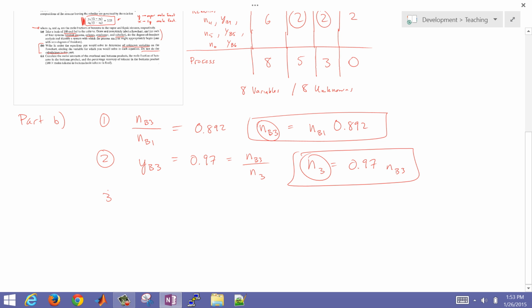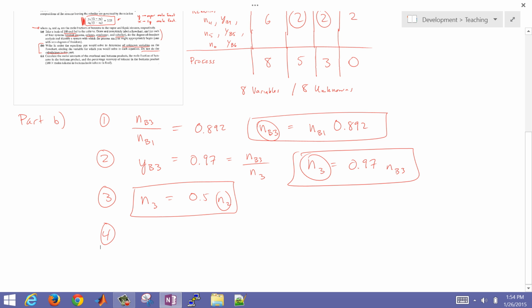Okay, so let's go on down to our third one. Now we have N3 equals 0.5 times N2. Okay, so they split them into two. This is a mass balance on the splitter. Okay, so we're going to use that one to solve for N2.